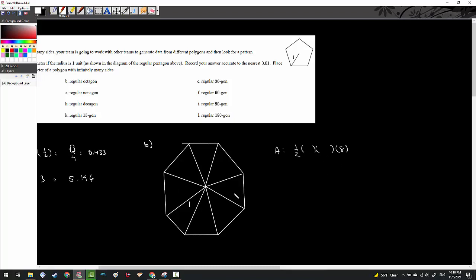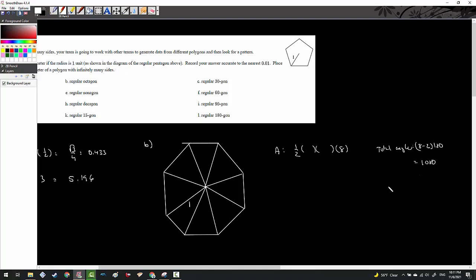I don't know my base or my height yet, but I can go ahead and find out what the base is. How do I do that? Well, the first thing I'm going to do is find the total angle sum of this octagon. That's going to be n-2, or 8-2, times 180. So 180 times 6, which is going to be 1080.